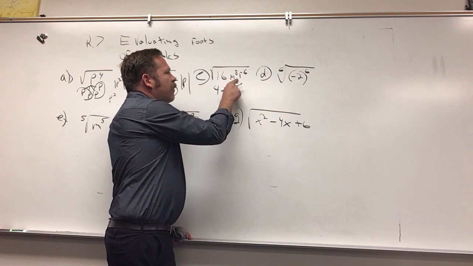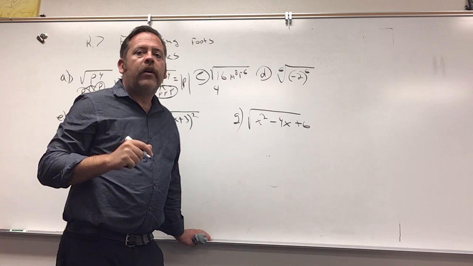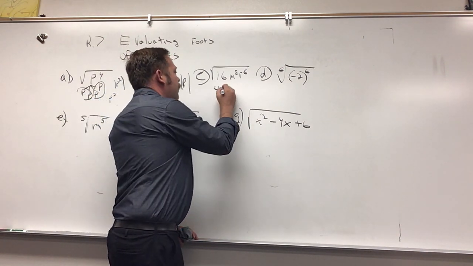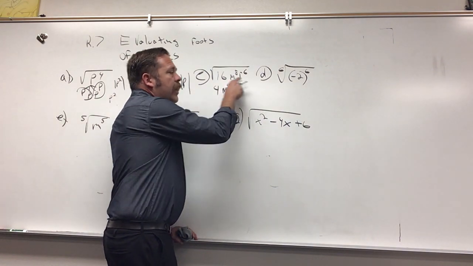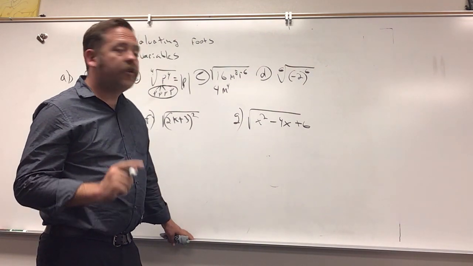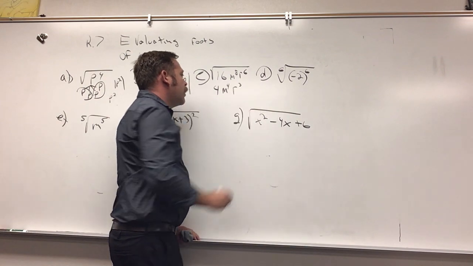The square root of m to the 8: how many pairs of m's are we going to have when we multiply all 8 of those m's together? We'll have 4 pairs. So we would have m to the 4th power, right? And how many pairs of r's, if I have r to the 6th, will I get? I will get 3 pairs of r's. So that would be r to the 3rd power.